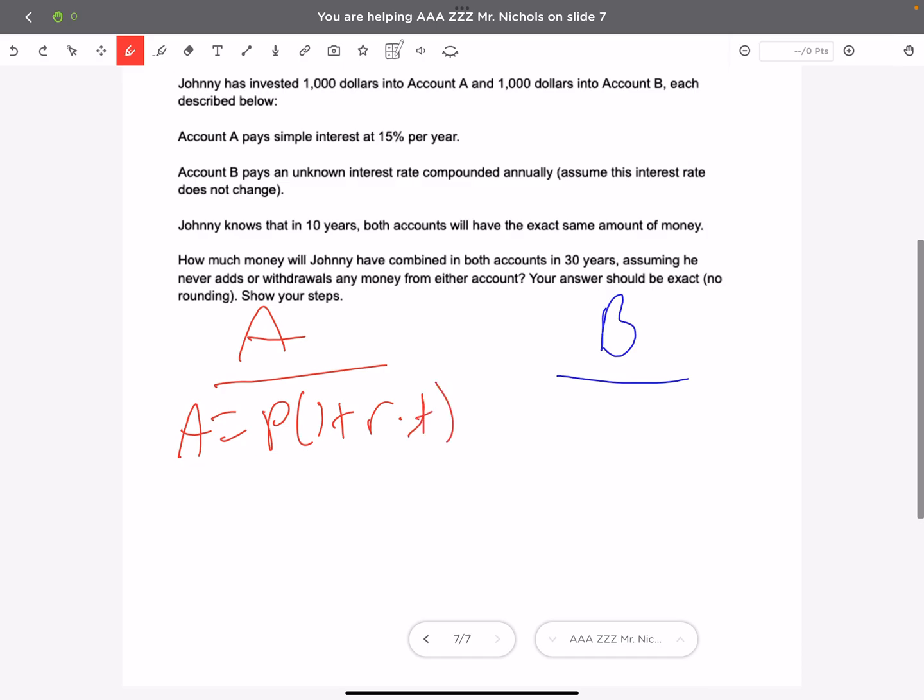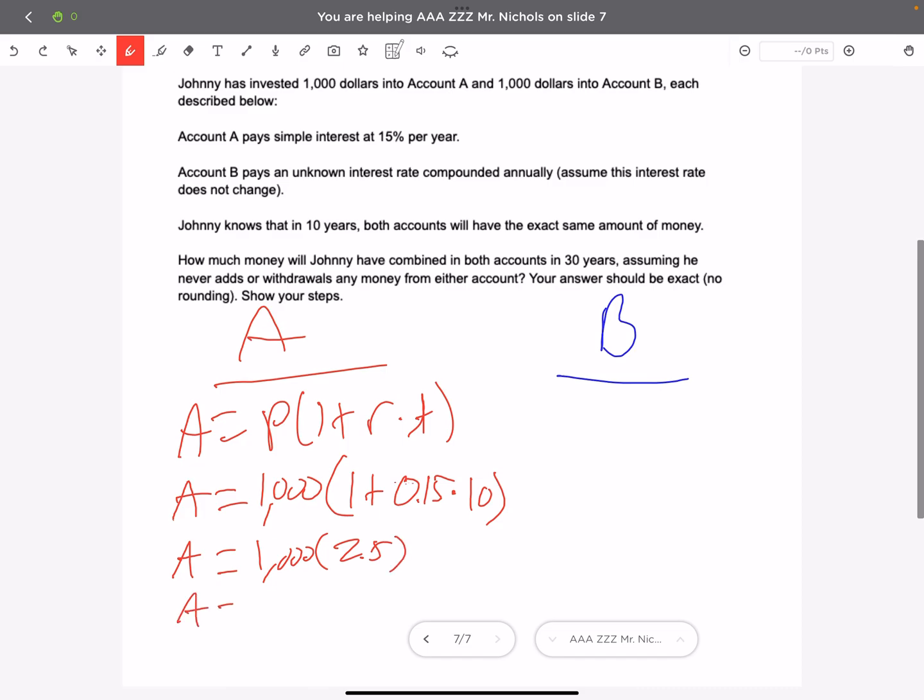And here we have all our information for both 10 years and 30 years. So our A is equal to our principal of $1,000. Remember, there's $1,000 in each. That's 1 plus our interest rate, in this case 15%, times a time of 10 years. And when you plug that into your calculator, you would get A is equal to 1,000 times 2.5, which is equal to $2,500.